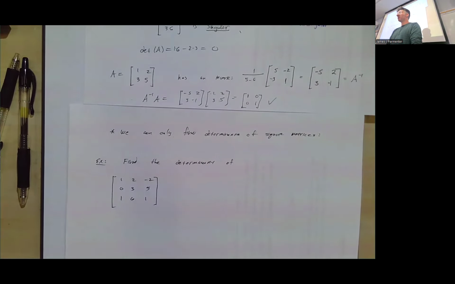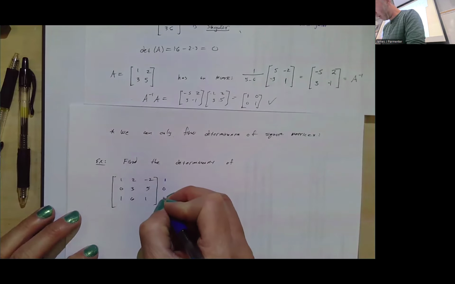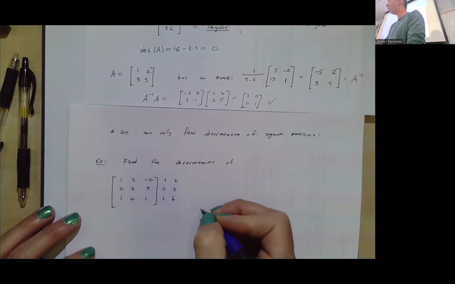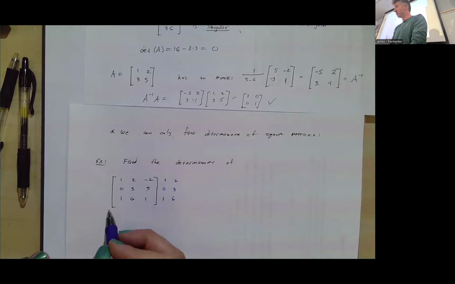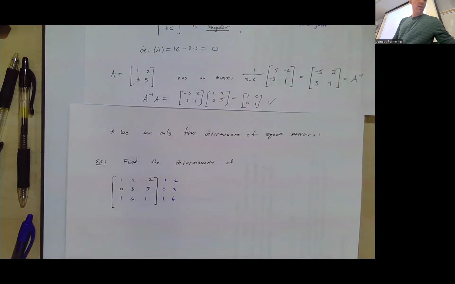So here's how you find it. And actually you can kind of do this either way. You take your first two columns or your first two rows. People usually do it with columns. Take your first two columns and write them again. 1, 0, 1 next to the matrix. 2, 3, 6. Or if you prefer, you can take your first two rows and write them below. That'll work as well. And then you take the product of the diagonals from upper left to lower right.